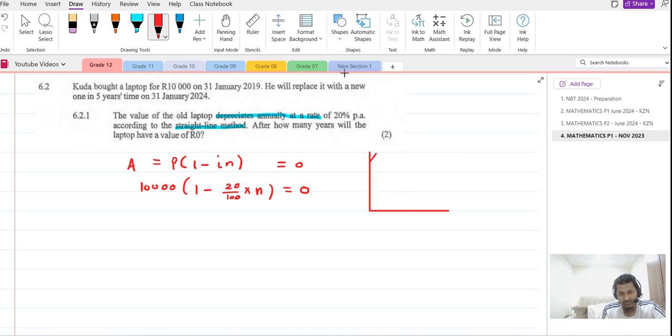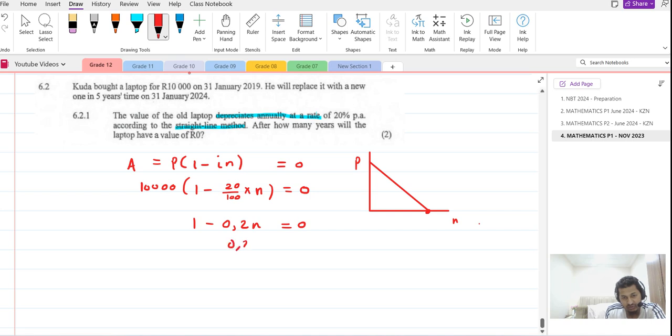So you start at 10,000. Remember, this is n and that's P. The value keeps on decreasing until it hits 0. So you're kind of finding the x-intercept, right? So we can divide both sides by 10,000. So we just have 1 minus 0,2n is equal to 0.